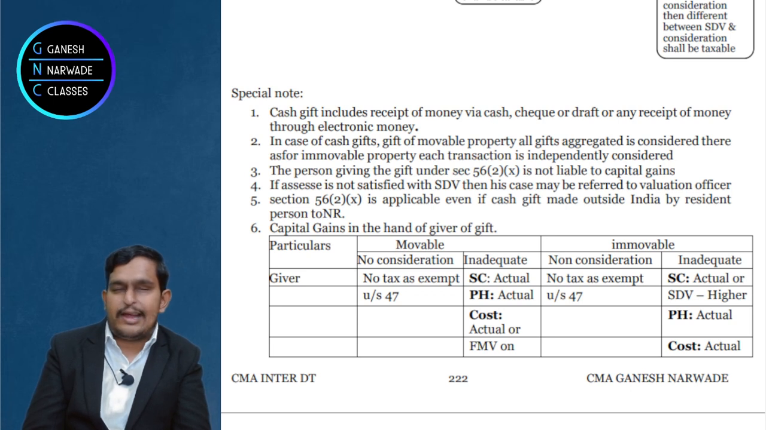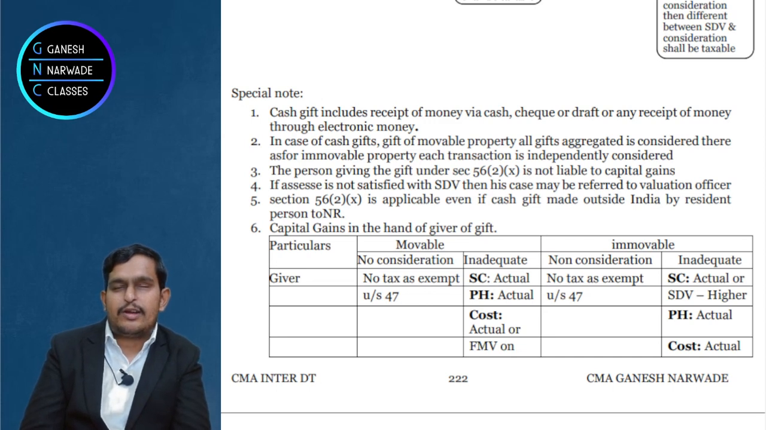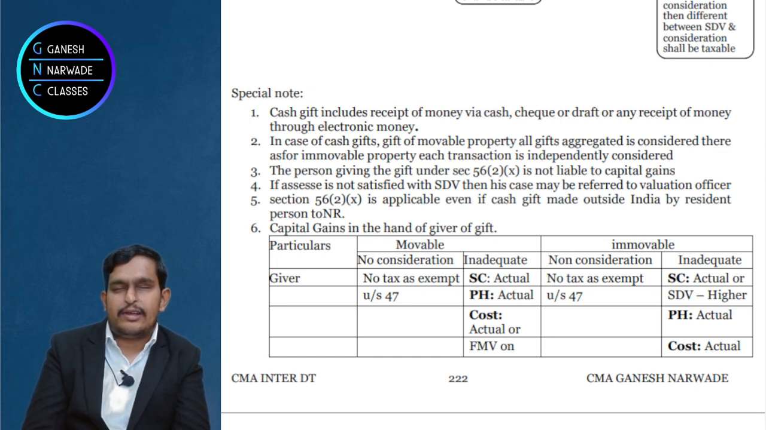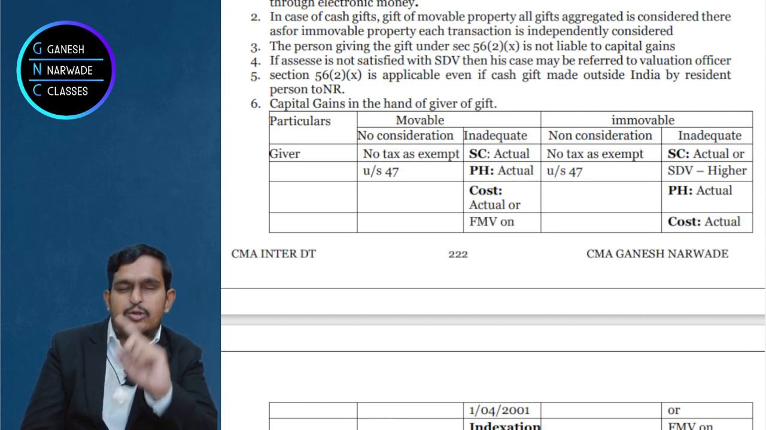Okay, no taxation. But suppose I gave 1 lakh worth jewelry to you for 20,000 rupees. Then definitely capital gain should be computed. Look, 1 lakh worth jewelry I gave to you for 20,000. You check the difference: 1 lakh minus 20,000, only 80,000 difference. And 80,000 is more than 50,000. So for you, the 80,000 is taxed as gift under other sources.